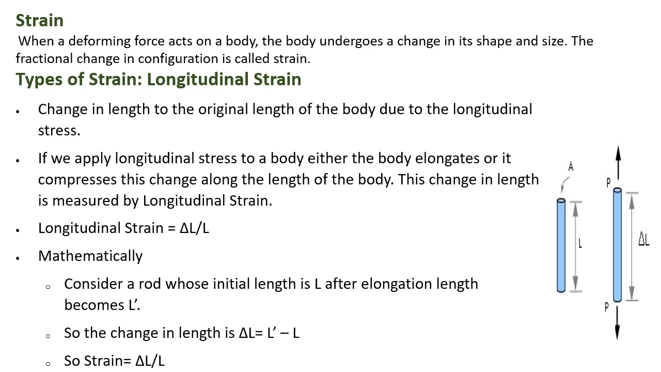Types of strain. Longitudinal strain is defined as the increase in length per unit original length. When the body is deformed by external forces, longitudinal strain is equal to the change in length divided by the original length, and that is delta L divided by L.